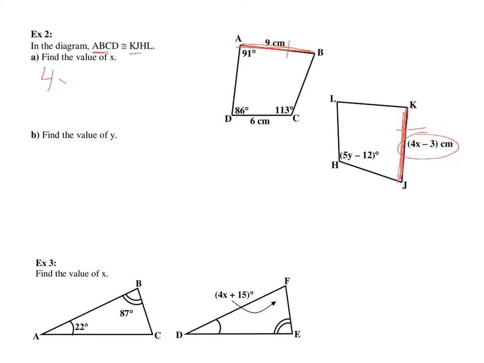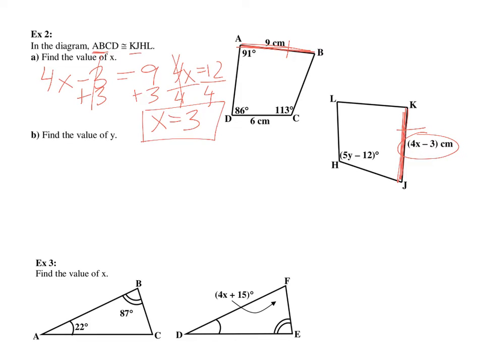So all I have to do is 4x minus 3 is equal to 9. Add 3, 4x is equal to 12. Divide by 4, and x is equal to 3. Done. How about for y?